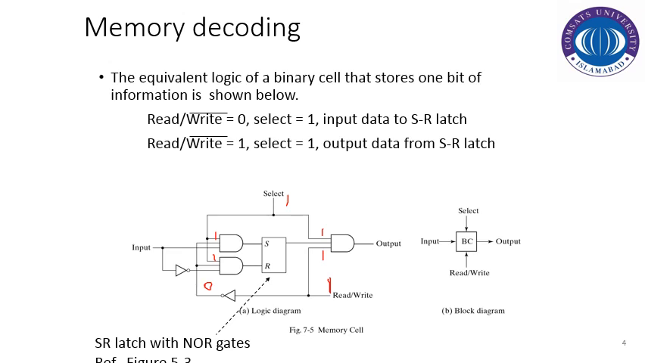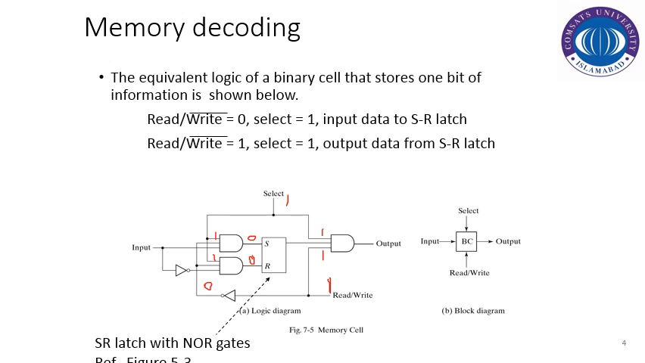So if any input of the AND gate goes to 0, the output is 0, so we apply 0, 0 to this SR latch. If we apply 0, 0 to the SR latch that is implemented with NOR gates, we can refer to figure 5.3 of the book. In that particular case, if both the inputs S and R are 0, the latch is in the no change state. That means it retains the information that is stored in the latch.